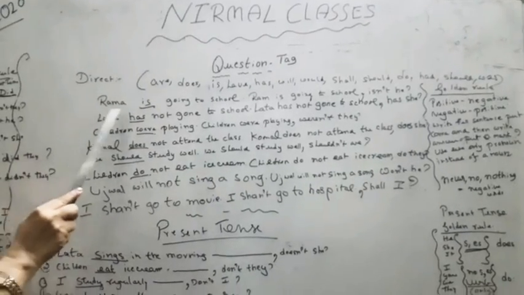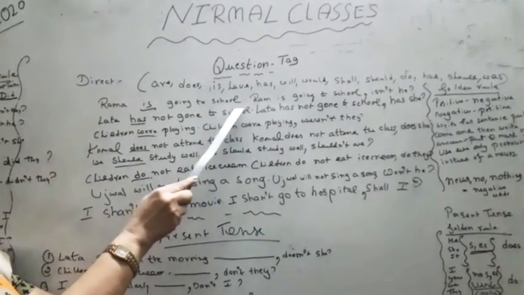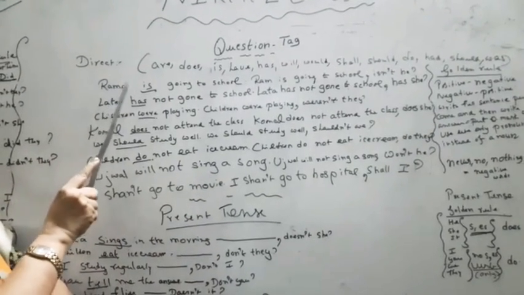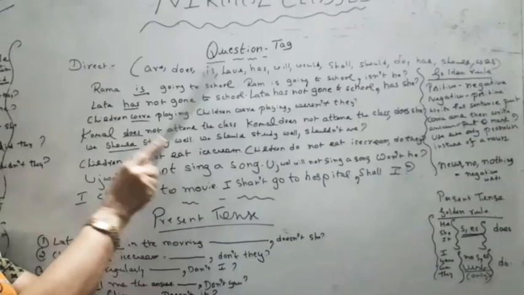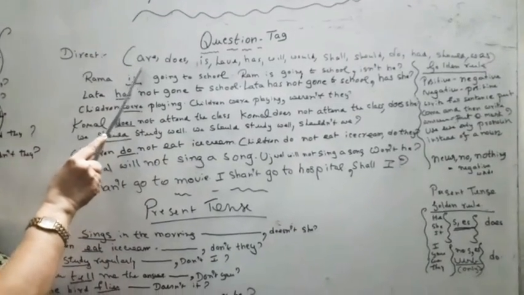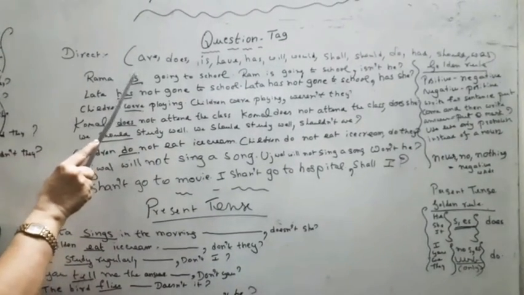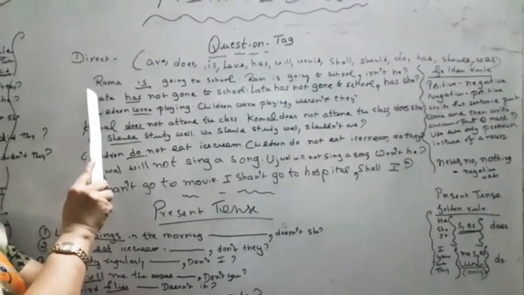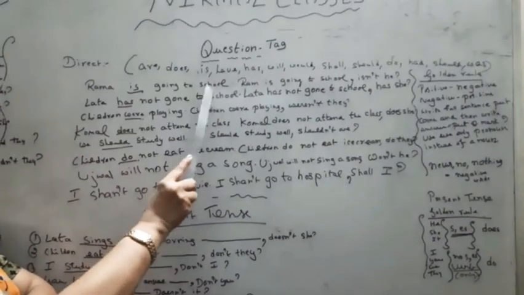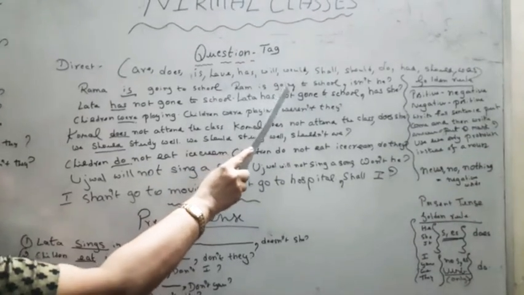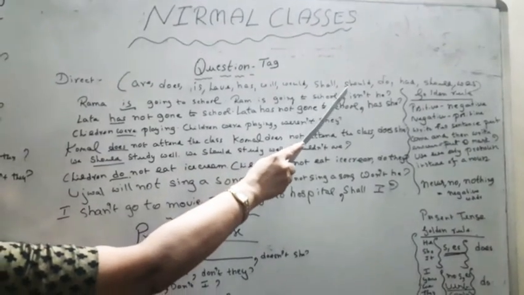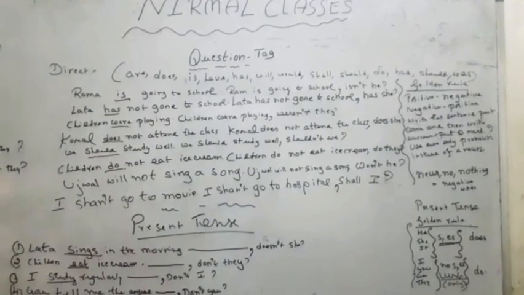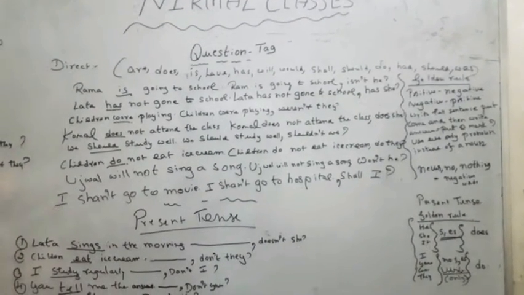Now see, Ram is going to school. The verb is "is". Okay. Now, what you have to do? You have to write the full sentence one time: Ram is going to school. Then you have to put a comma. Now, how to do it? I will tell you. Now, listen to me.